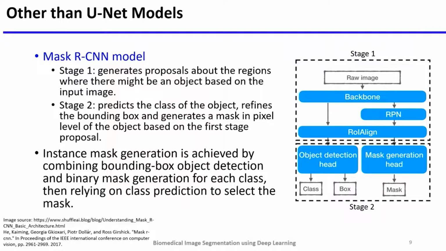As shown in this figure, the overall model is divided into two stages, where the first stage generates proposals about the regions where there might be an object based on an input image, and the second stage uses these proposals to predict the class of the object, refines the bounding box, and generates a mask at pixel level of the object. The major components of this model are a backbone model, a region proposal network, a region of interest alignment layer, a bounding box object detection head, and a mask generation head.